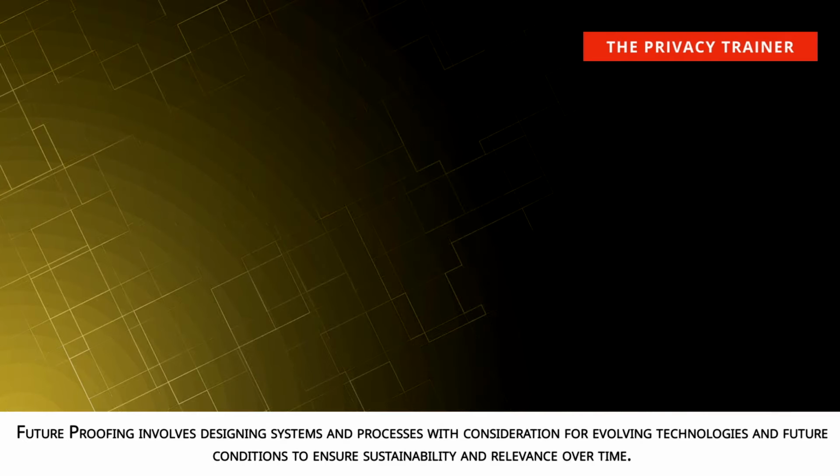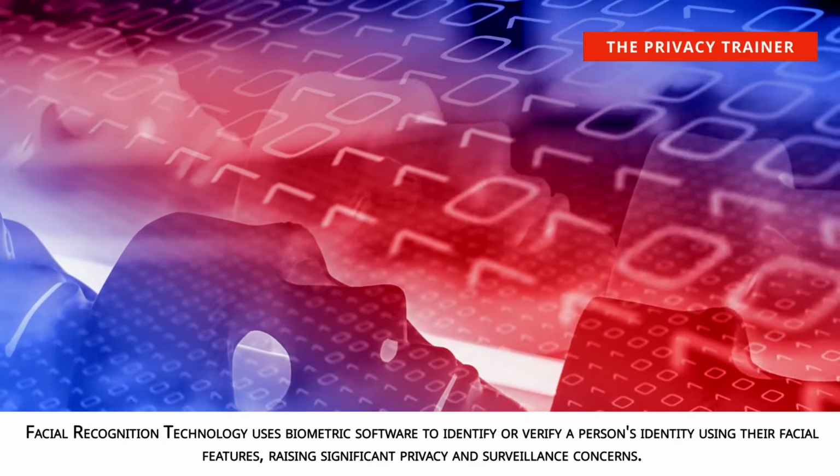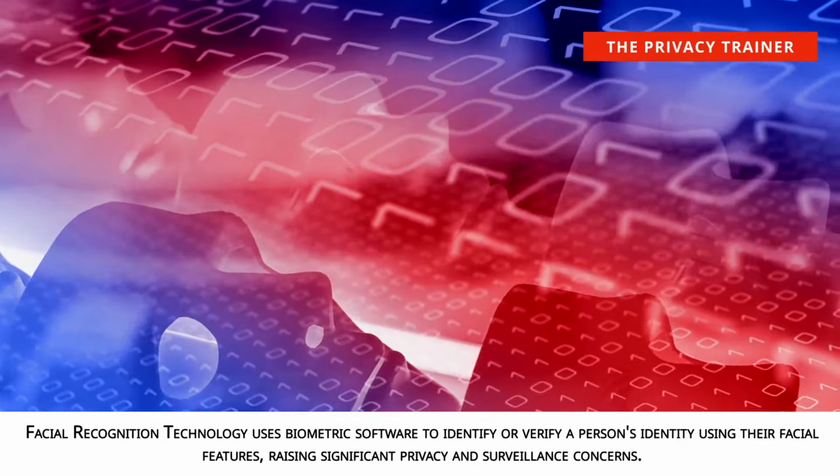Facial recognition technology uses biometric software to identify or verify a person's identity using their facial features, raising significant privacy and surveillance concerns. Filter bubble is a result of algorithmic filtering based on user behavior that limits exposure to information and viewpoints, potentially creating a skewed perception of reality. Firewall serves as a security system that controls the incoming and outgoing network traffic based on predetermined security rules, protecting systems from unauthorized access. Firmware integrity involves the security and authenticity of the embedded software that controls hardware devices, ensuring the software has not been tampered with or compromised.